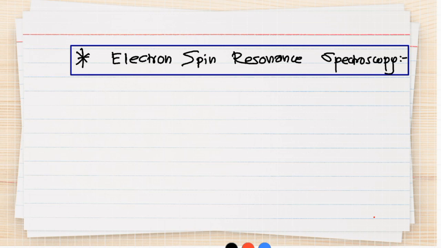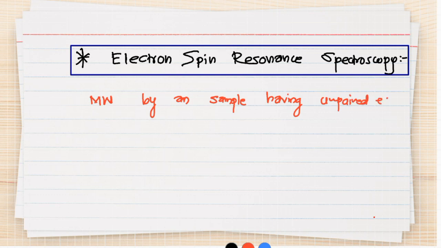Electron spin resonance spectroscopy is based on the absorption of microwave radiation by a sample, material, or molecule having an unpaired electron, which is placed in a magnetic field.